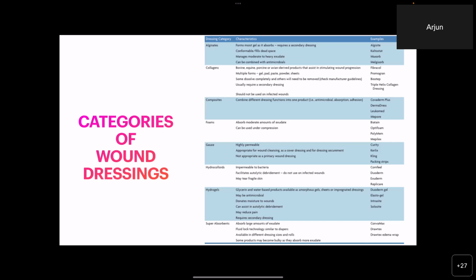Coming to dressings, the various types of dressings that can be used for diabetic foot are alginates, collagens, composites, foams, gauze, hydrocolloids, hydrogels, and superabsorbents. Diabetic foot ulcers are typically treated with dressings that donate moisture to the wound bed, such as hydrogels, because the wounds usually produce little exudative drainage. More heavily draining wounds are better treated with alginates or hydrofibers with greater moisture removal capabilities.